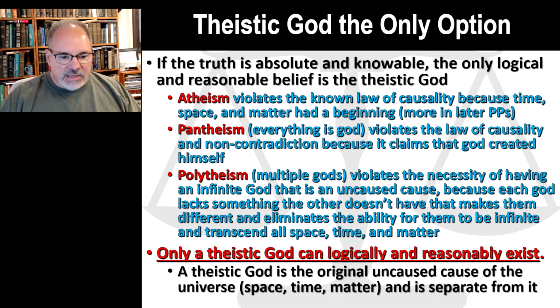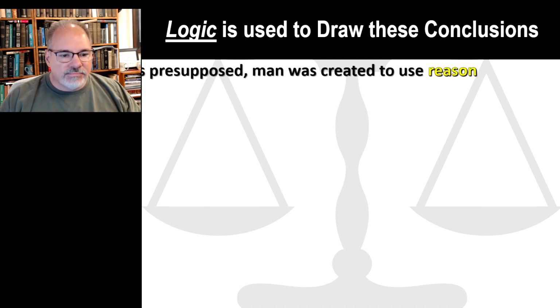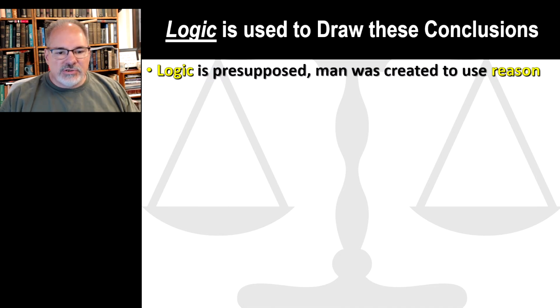Now, like it says here, a theistic God is the original uncaused cause of the universe, space, time, and matter, and is separate from it. So as we move along here, this next screen was the one that we would have picked up on, and so logic is actually used to draw the conclusions that we're coming to. How is that? Well, logic is presupposed, right?